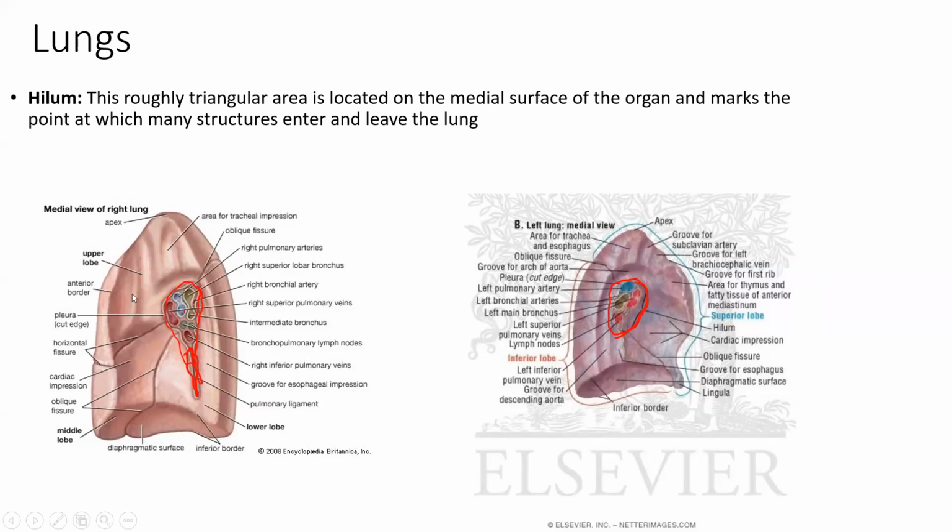Also the medial side of the lung, as you can see, contains grooves for various structures. For example, the left lung contains grooves for the aortic arch, the descending aorta, and the left subclavian artery. The right side also has grooves for the superior vena cava, the arch of the azygos vein, and the esophagus.